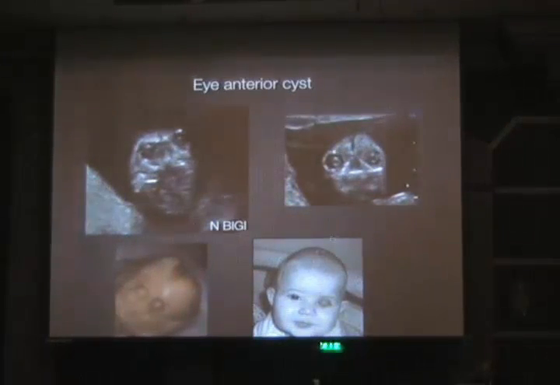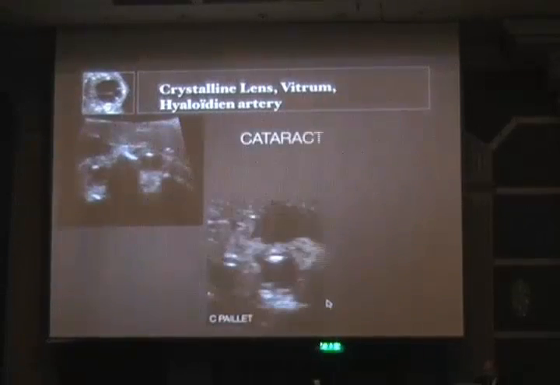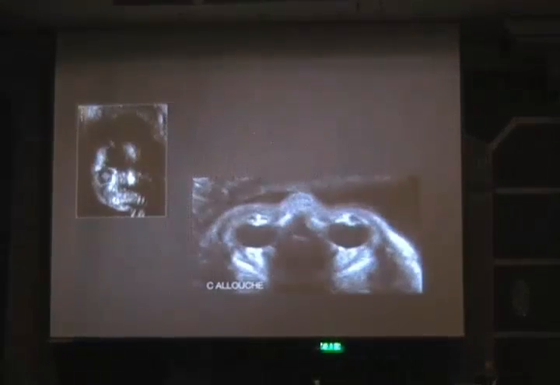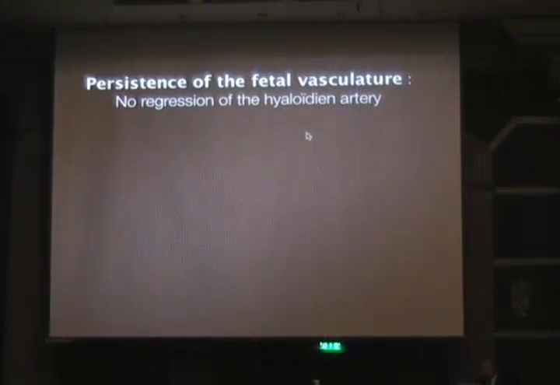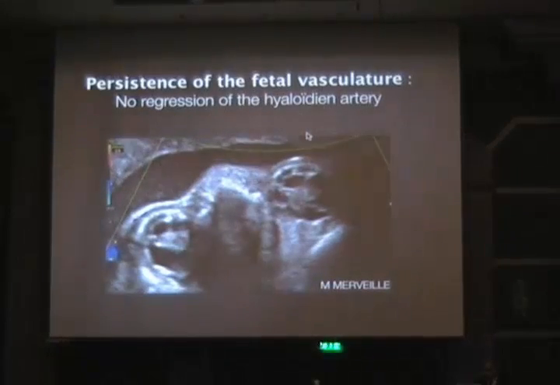This is an anterior cyst of the eye. You see here, you have the cyst here. This baby was operated after, no problem. Because we have just little time, you can see here cataract, cataract, cataract. If it is isolated, and especially if there is a family history of cataract, there is no problem. But if it's not isolated, you certainly have a genetic syndrome you have to look for.